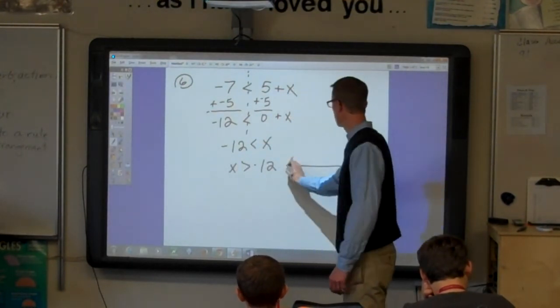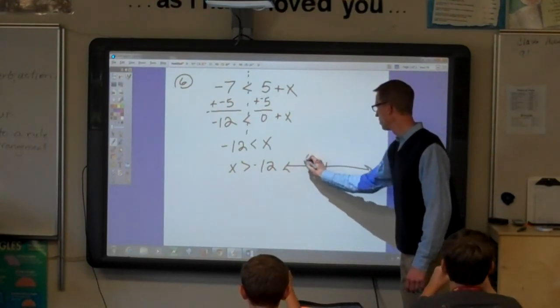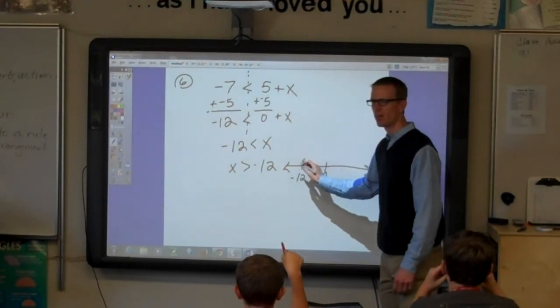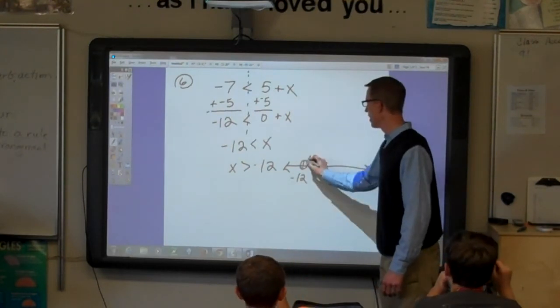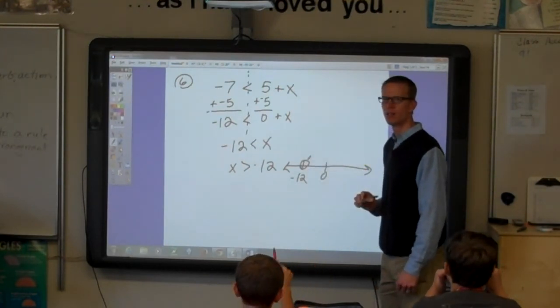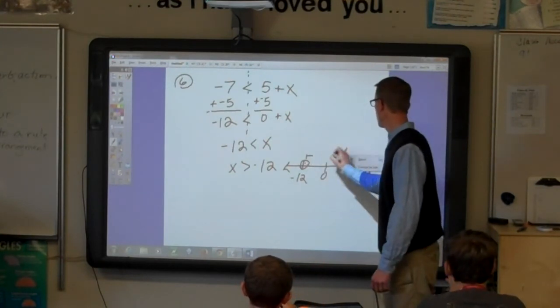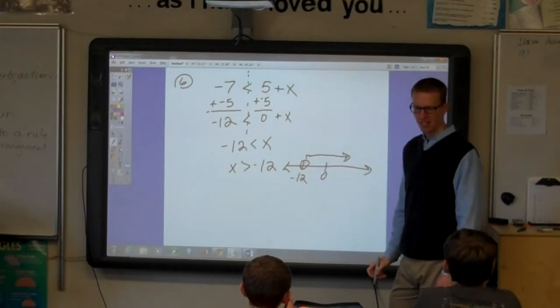So when we graph this, 0, negative 12, we use a, what, class? Open dot, and arrow to the right, yes. We know that it is greater than. There we go. Any questions?